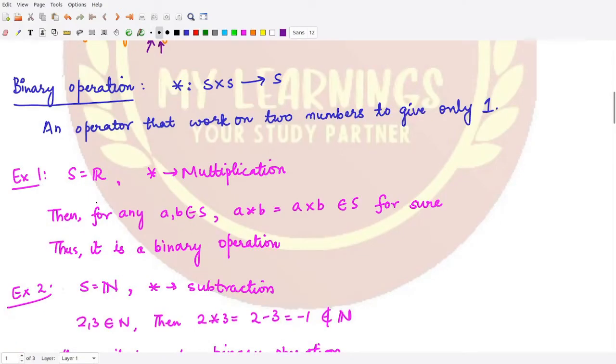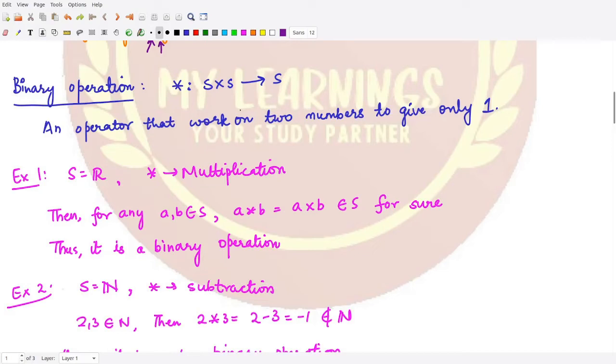So let me denote any binary operation by the symbol star, right? What this binary operation does is it takes two numbers. Bi means 2, nari means numbers. So it takes two numbers from, say, S, the given set. From that particular set, it takes two numbers, one from here, one from here, and then applies whatever the operation is, so that it finally gives you one answer. So it is an operator that works on two numbers to give us only one number.